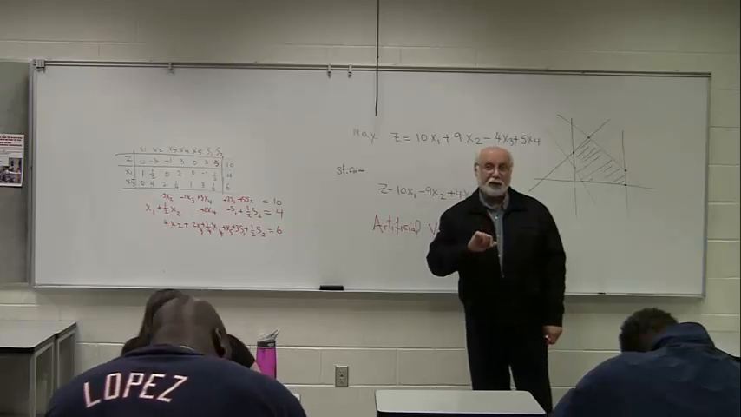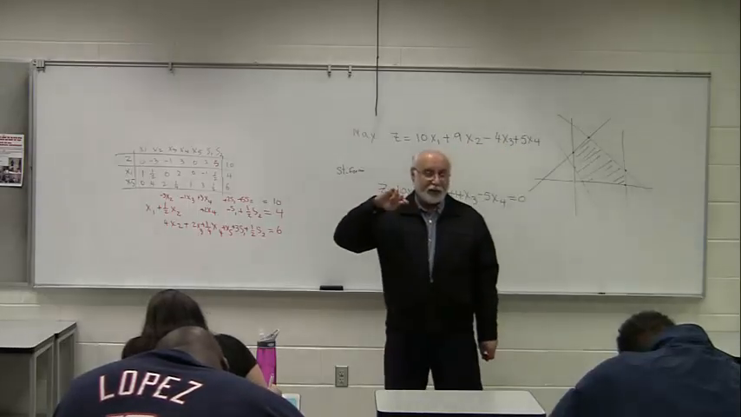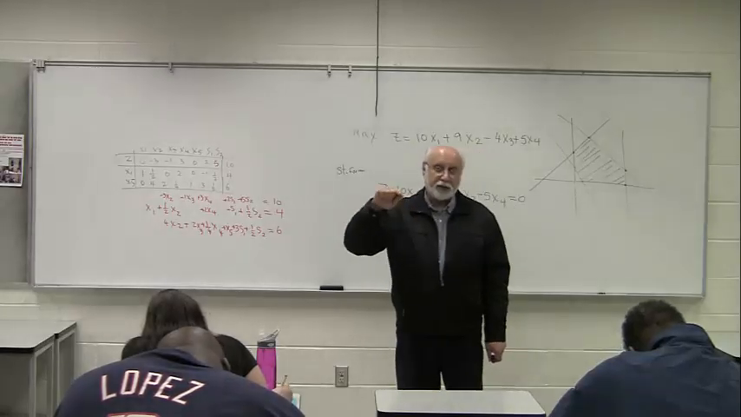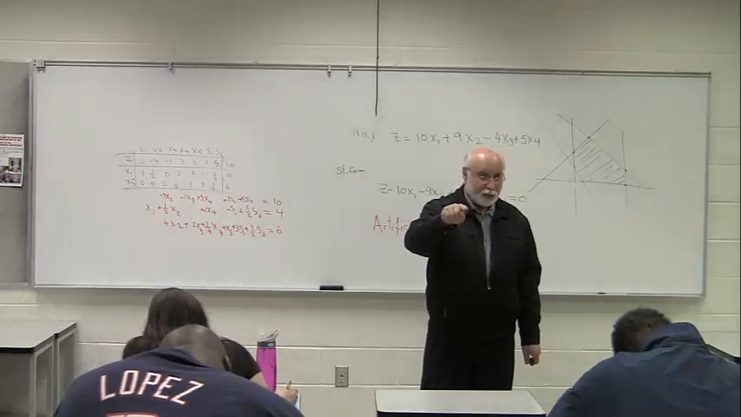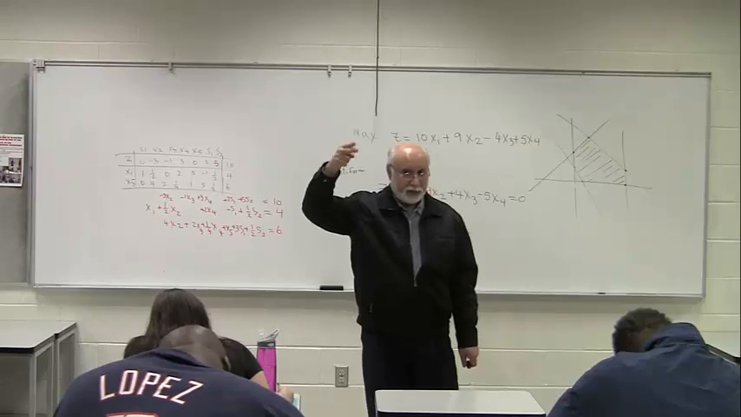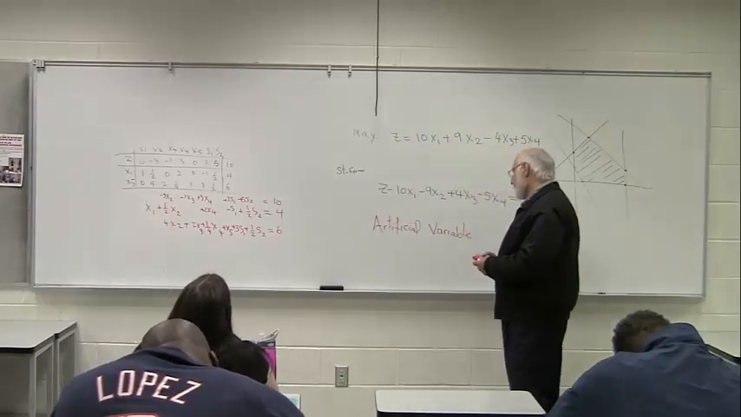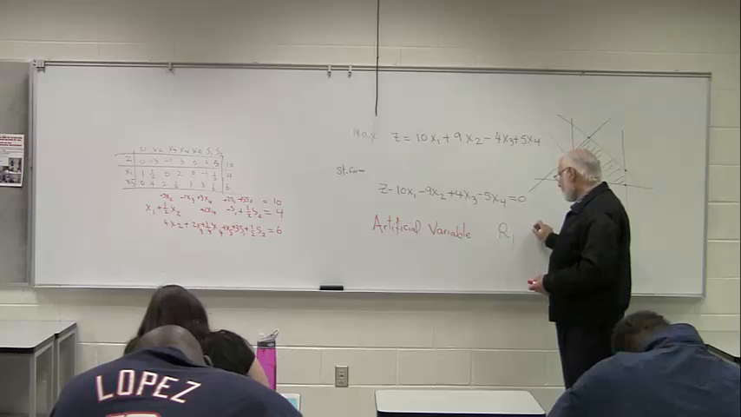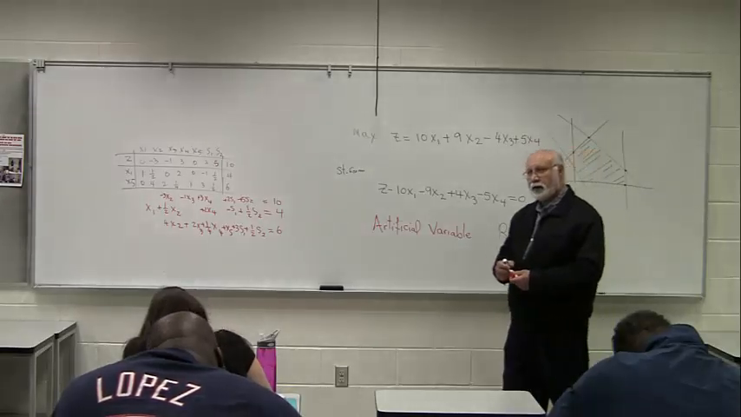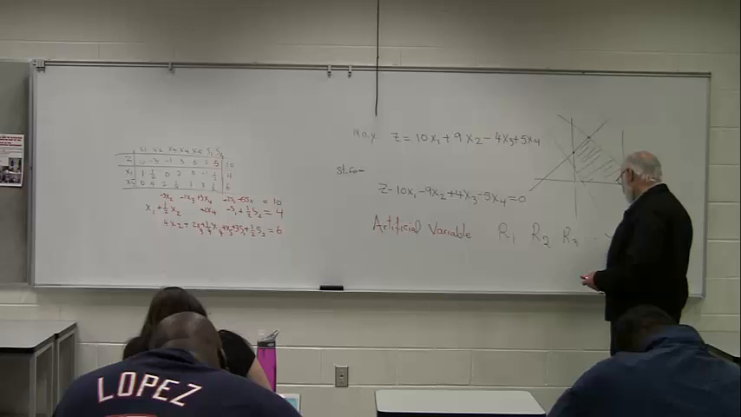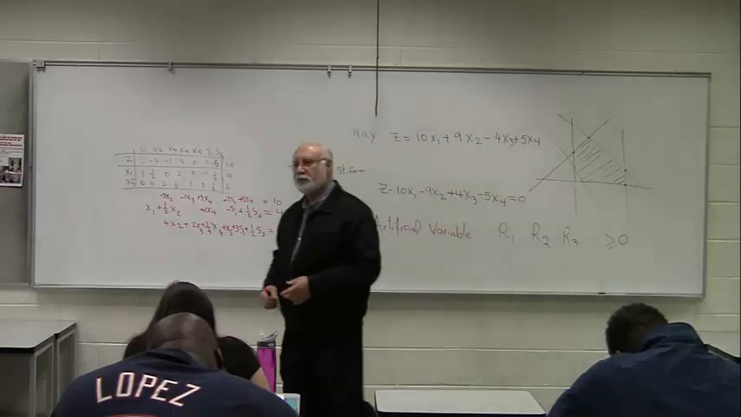An artificial variable will be added to the standard form of the problem, not to the original problem. We call artificial variables R1, R2, R3, whatever it is. And we will make sure that they are greater than or equal to 0.